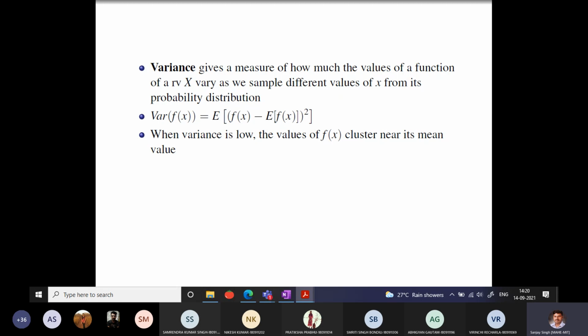When the variance is low, the values of x are clustered near its mean, as you know. If I'm talking in terms of a Gaussian distribution, the bell curve will be there, and the entire curve will fall near the mean itself.